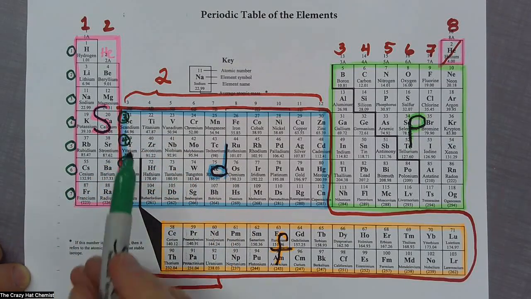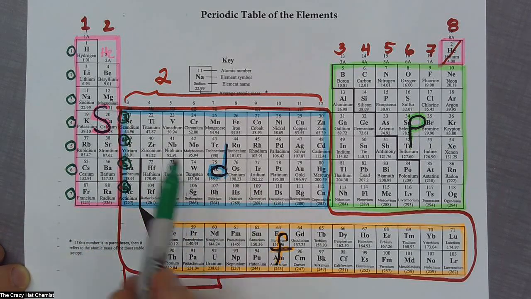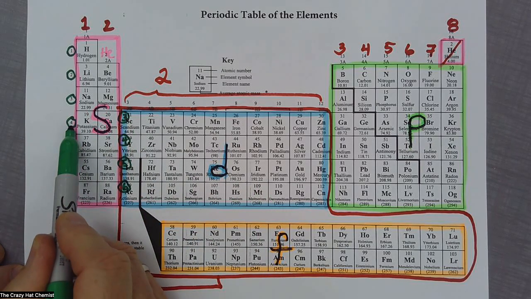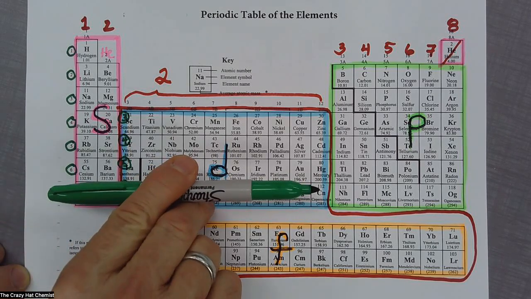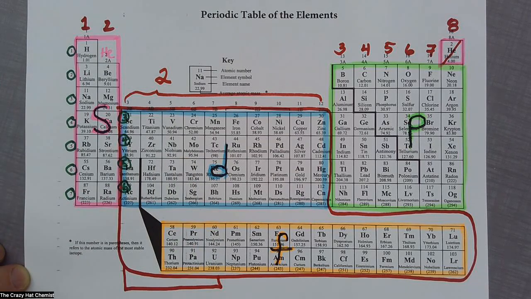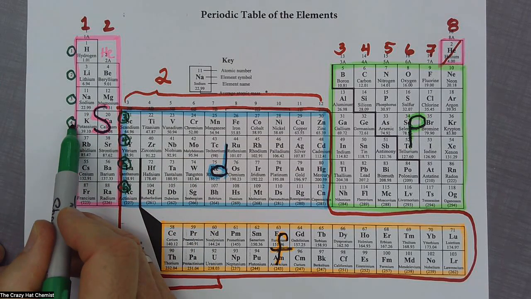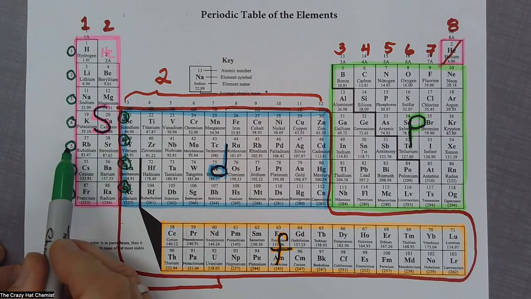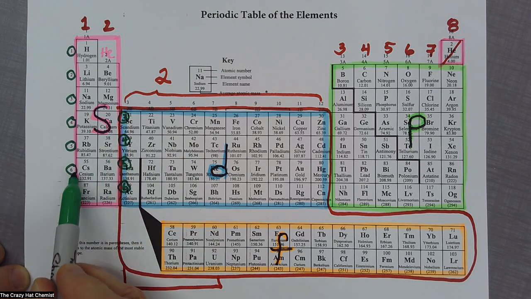I want you to note that these numbers within the D's are 1 less than the period. The periods are horizontal sections on the periodic table. Groups are vertical columns on the periodic table. So if it's in period 4, then this is a 3. If it's period 5, it's a 4. If it's period 6, it's a 5. Period 7 is a 6.